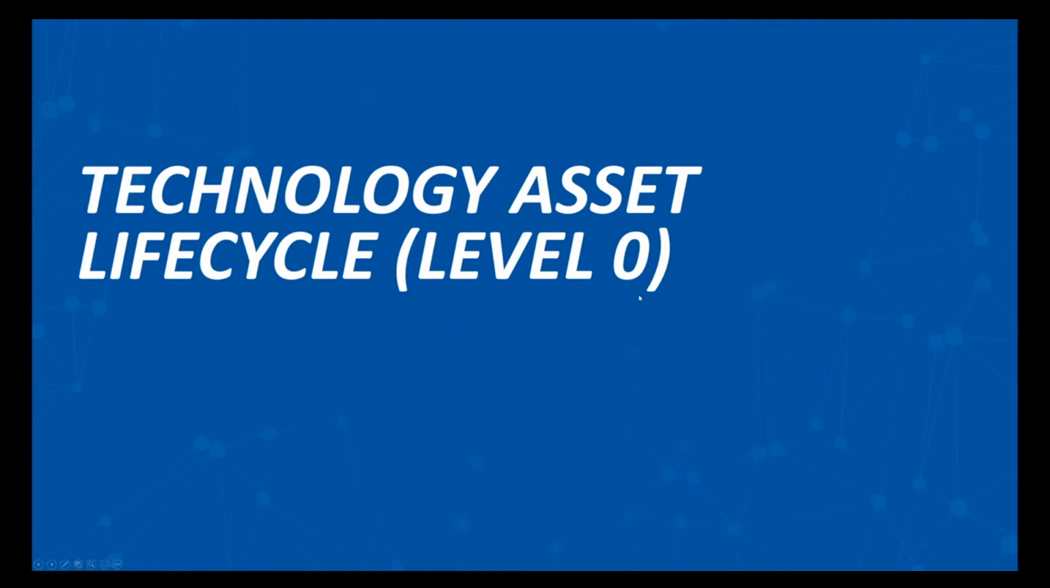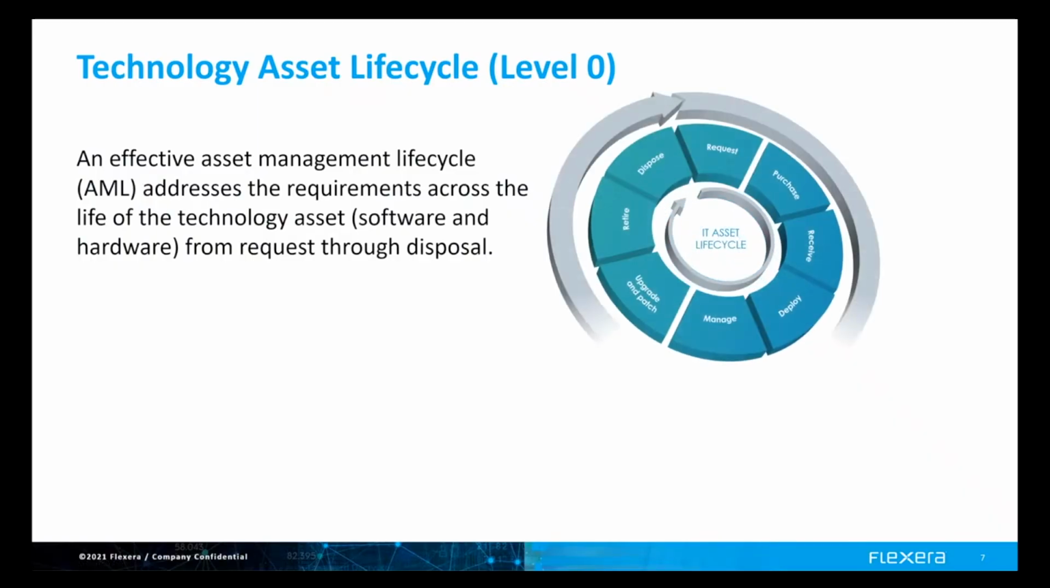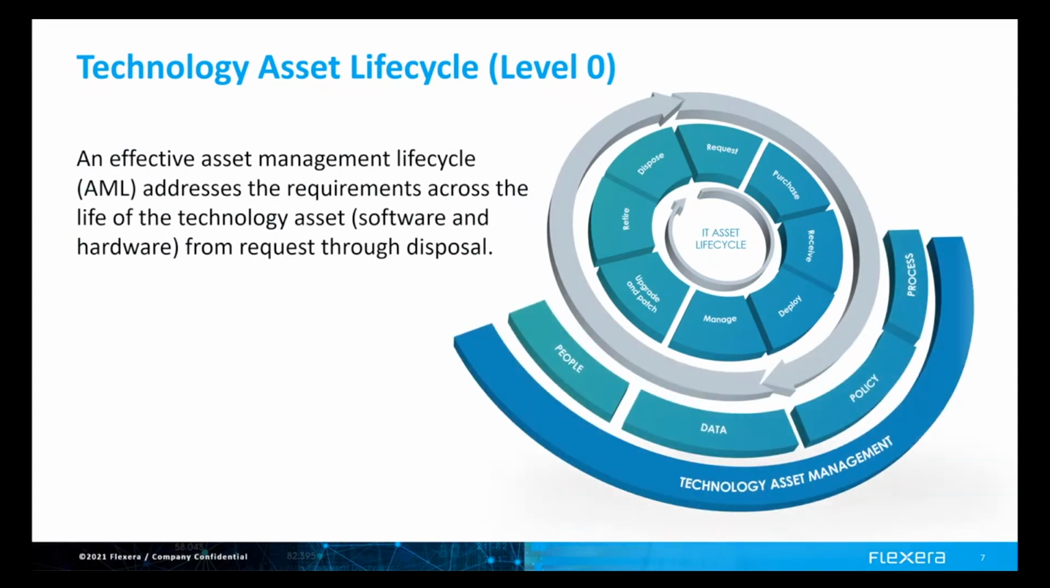So as I mentioned before, I start everything in a control book with the technology asset lifecycle. And that's what I call your level 0. Think of it as the highest level of the organization of that technology asset lifecycle, from request all the way through disposal. And then from there you go deeper down to level 1 and level 2, and I'll explain in a moment how you go about recording those.